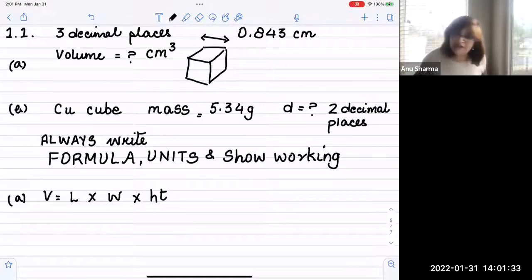Hi, guys. Okay, so now we are looking at the problems in the chapter on measurements.